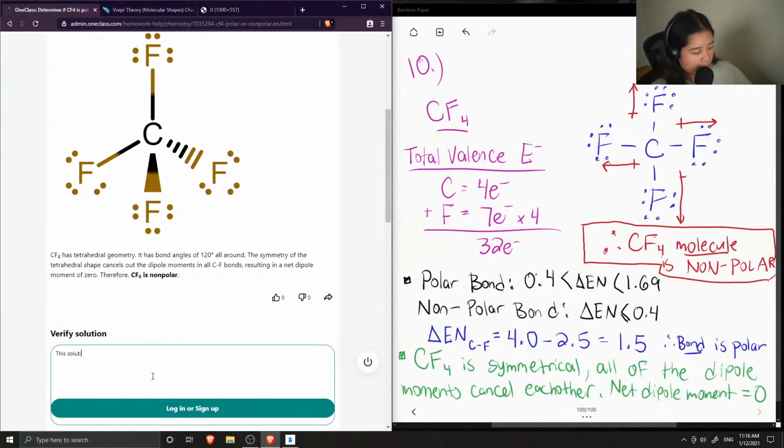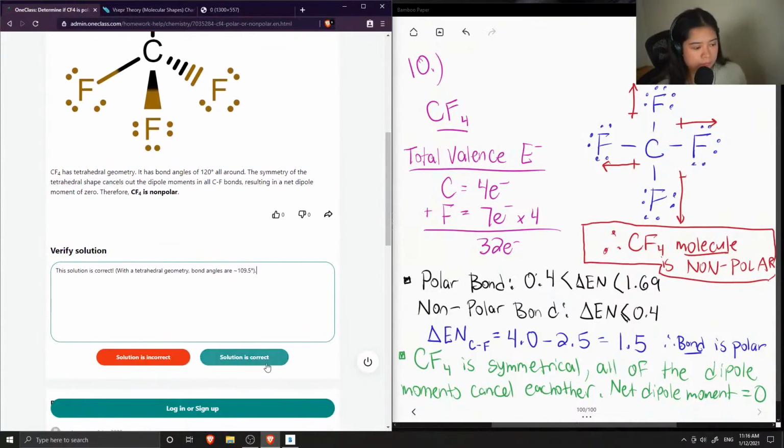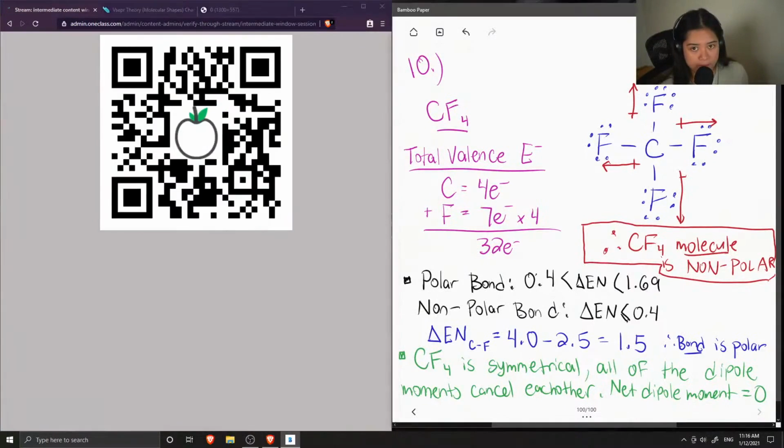Okay, so this solution is correct. Then I'll just put in brackets, with tetrahedral geometry. Bond angles are around 109.5 degrees. So the solution is correct.